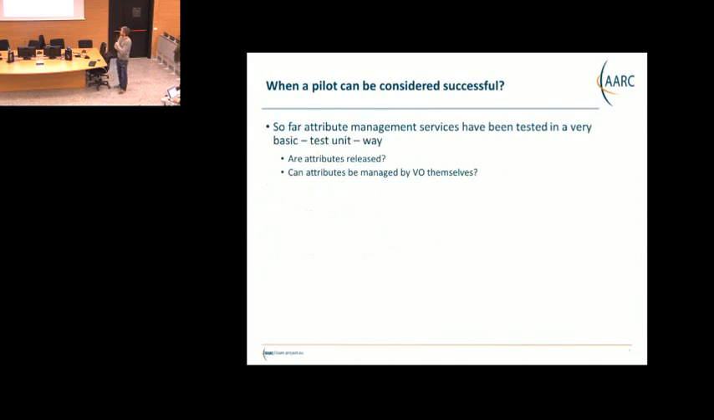So this is probably a question: when can an attribute authority pilot be considered successful? This is a question I thought about yesterday, because so far we are doing quite basic testing of the scenarios. If the attributes are propagated and consumed, we consider it successful. But of course, we can also develop a better set of criteria based on use cases. Starting from the use case, a pilot is successful as long as the use case is fulfilled.